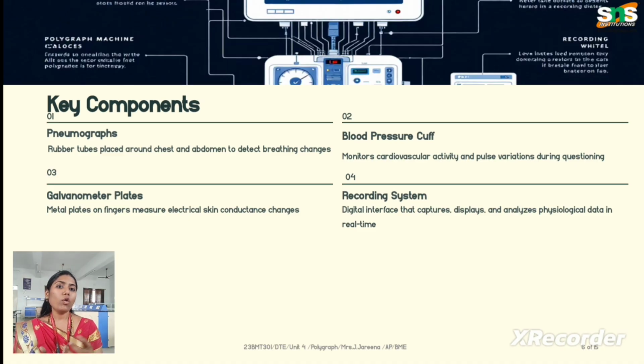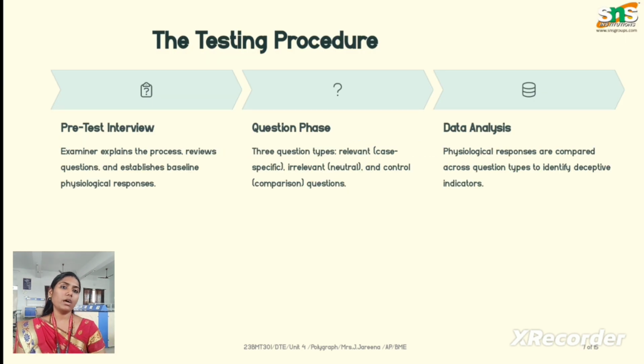And the galvanometer plate is going to assess the skin conductance changes. That gives you the galvanic skin response based on the stress the person is having. And last, you have the recording system. This is the actual system, interfaced with these different sensors or transducers. It captures all the physiological parameters and puts them into one place, so we can easily display them, and later analyze these physiological profiles in real time. So these are the main key components.